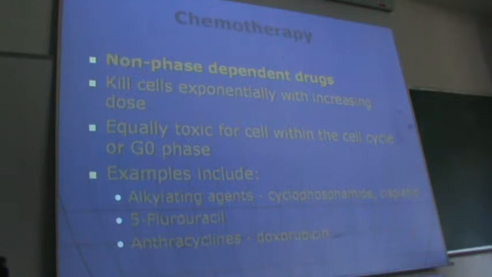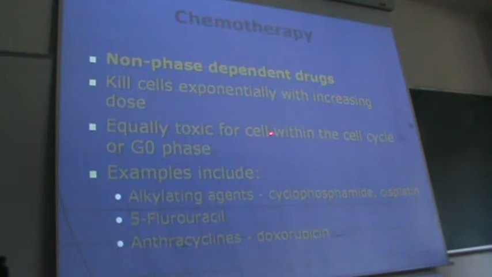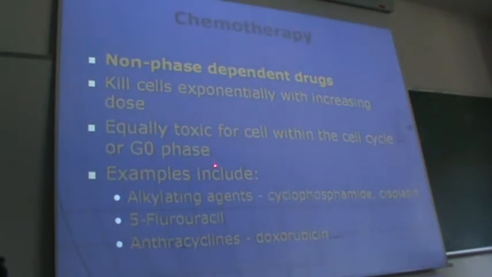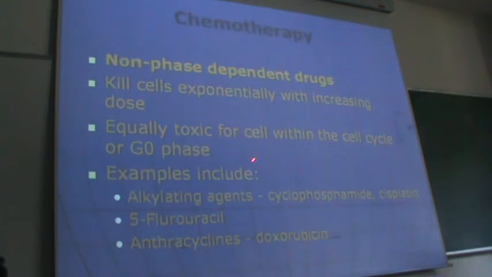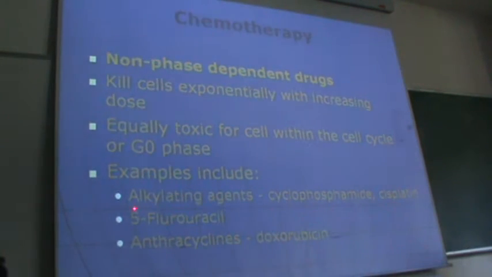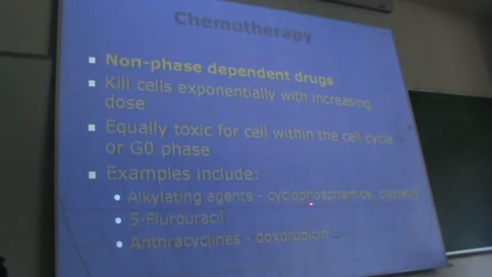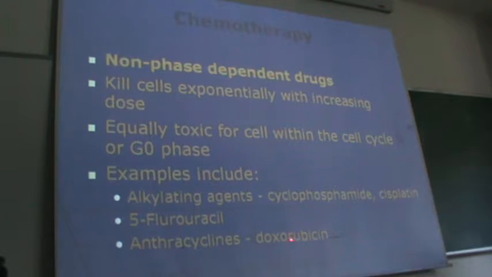Those who are not phase dependent work on cells while they are growing in the cycle, or in the resting phase, or on resting cells in G0. Examples of these chemotherapeutic agents are the alkylating agents like cyclophosphamide, platinum, 5-fluorouracil, and anthracyclines, mainly Adriamycin or doxorubicin.